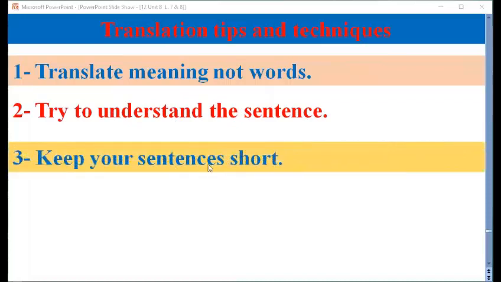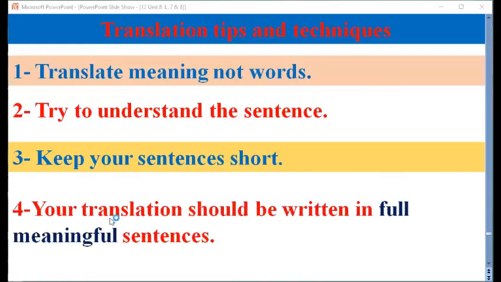After that, keep your sentences short. That's to say, use short, simple, meaningful sentences. The last part, your translation should be written in full, meaningful sentences. So here we have 4 tips, 4 techniques you should take into consideration when you translate from Arabic into English. Again, translate meaning, understand the sentence, keep your sentences short, and your translation should be written in meaningful sentences.